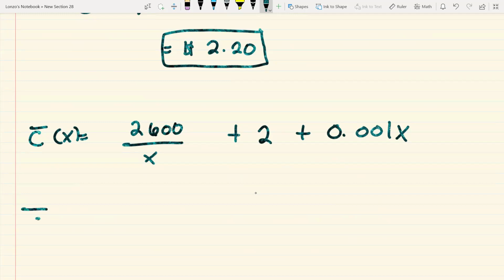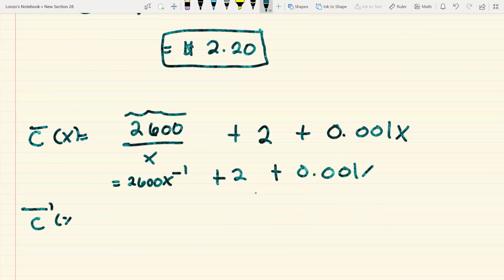So let's take the derivatives. Well, actually, let me rewrite this part right here. That could also be expressed as 2,600 x to the -1. You could have used the quotient rule. I didn't want to use the quotient rule because it just seemed like a lot of work.